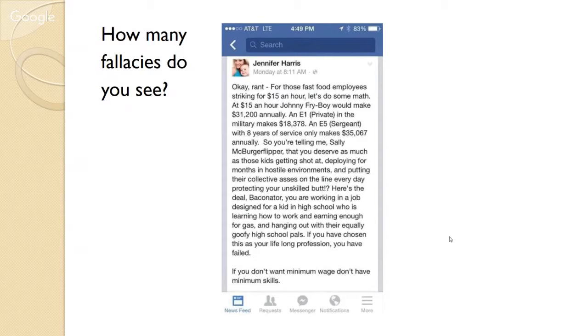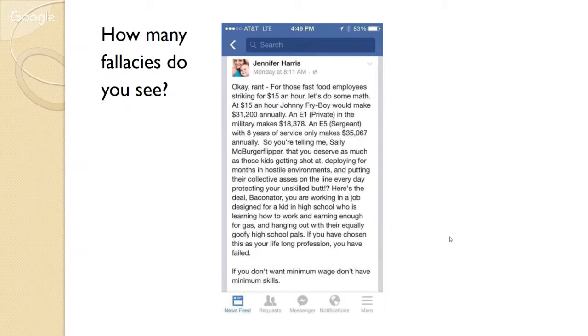Okay, so there's a false analogy here, comparing minimum wage workers to service members. There is a big difference there, which is not being expressed. For example, service members receive extra compensation in the form of housing and health care and these other benefits that minimum wage workers do not. So not only is that a false analogy, there's begging the question going on here, in that you're reaching a conclusion based on an unproven assumption.